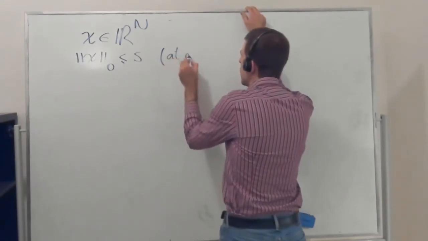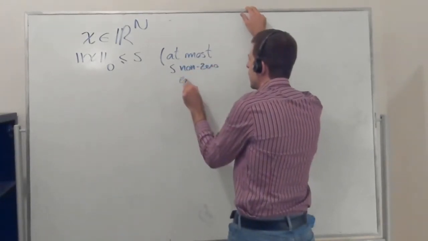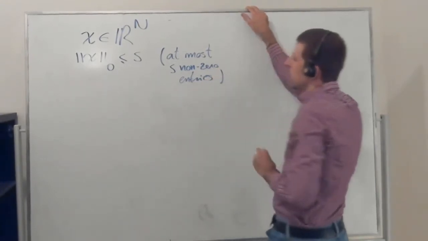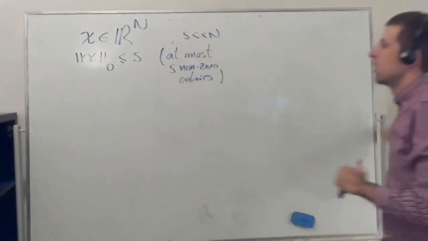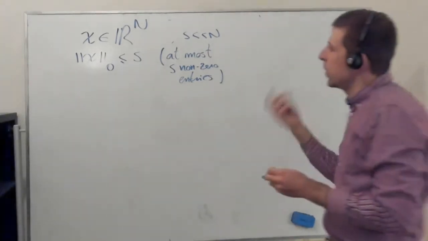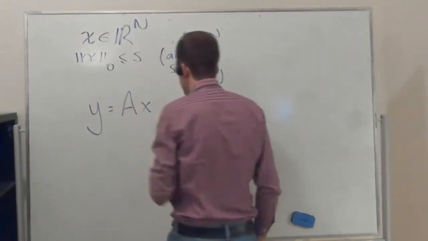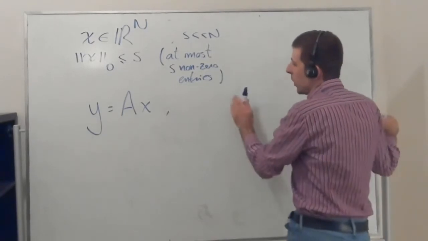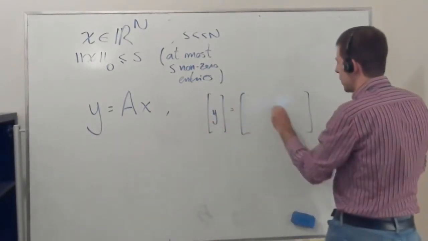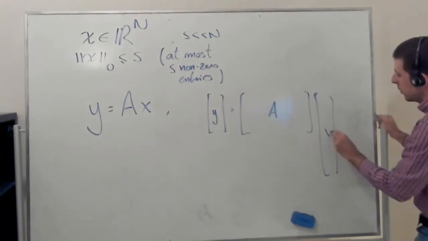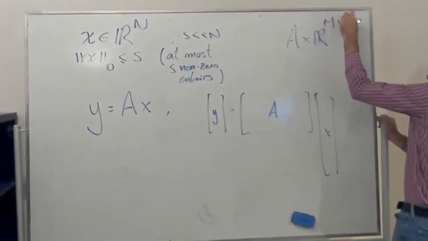At most S non-zero entries. And we naturally think of S as much, much smaller than n. And we observe it through linear measurements, of the type y equals Ax, but A is a short fat matrix representing an underdetermined system. So let me draw here a picture of y equals Ax. This is the picture to have in mind, where A is an m by n matrix.